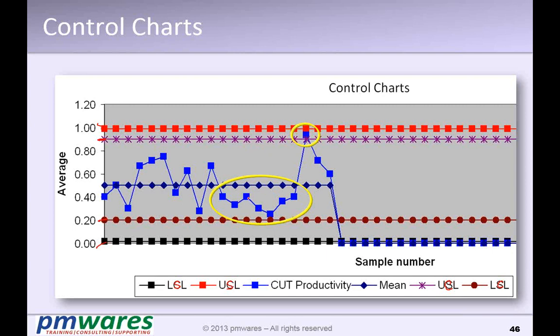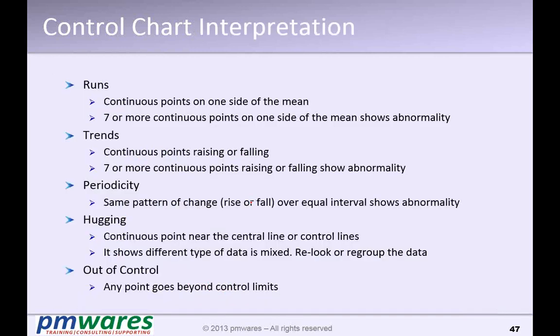Okay. Now randomness is important. Anywhere we lose the randomness, it is indicating a problem. Like there are 7 points here on one side of the mean. That is showing some kind of problem. So this is called the rule of 7. If there are 7 or more continuous points on one side of the mean, it shows some abnormality. 7 or more continuous points either rising or falling may indicate some kind of abnormality or problem.